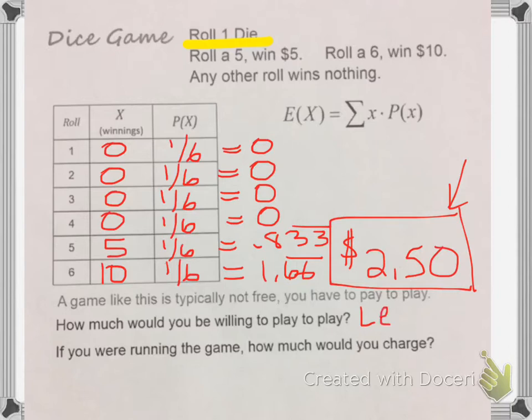I also would think about the fact that I want to earn some money, so I wouldn't want to be at $2.50. I think that I'd want to be quite a bit lower than that in order to actually get a profit. It says if you were running the game, how much would you charge? Well, it would make sense that you would charge more than $2.50 if you're going to be giving $2.50 away on average per customer. So I would say more than $2.50 per game.